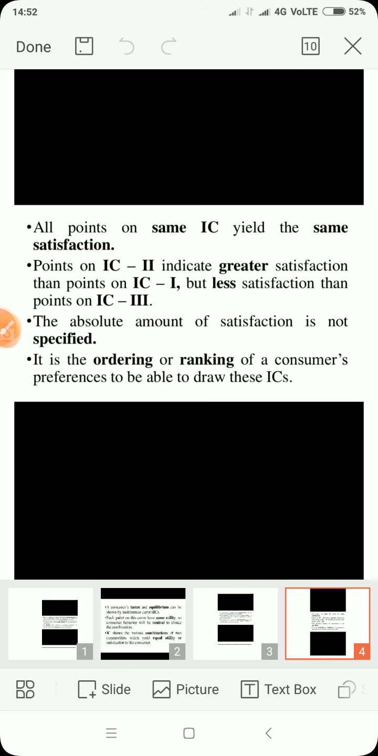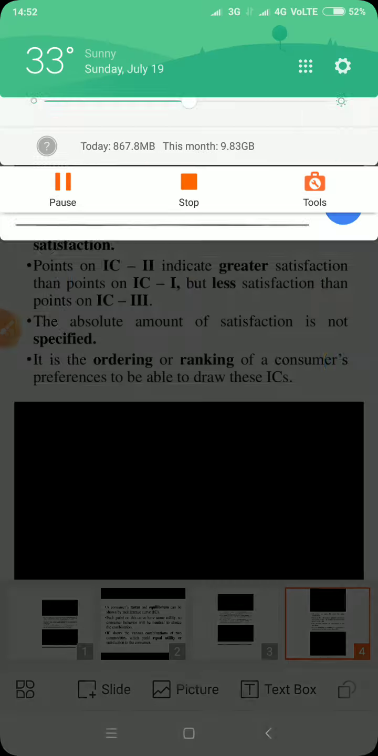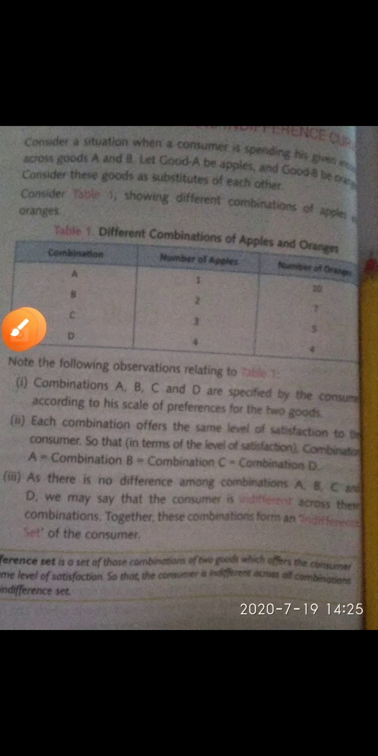Let me explain with the help of a diagram. We have the following table in which different combinations of two products, apples and oranges, are given. In the first combination A, a consumer is opting for 1 unit of apples and 10 units of oranges. Clear? In combination B, he demands 2 and 7, C 3 and 5, and similarly D 4 and 4. So what does this table show?